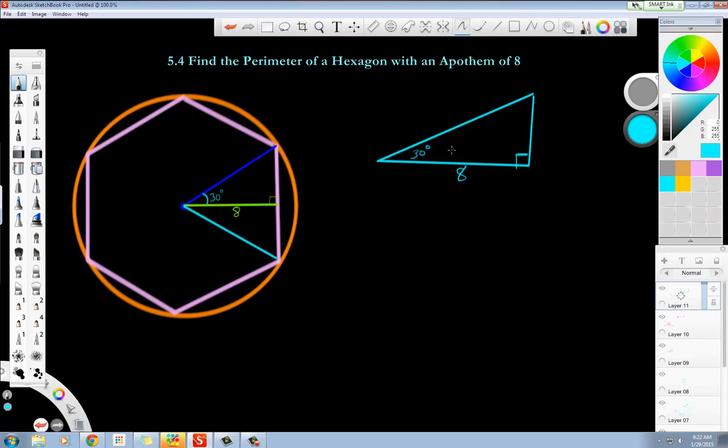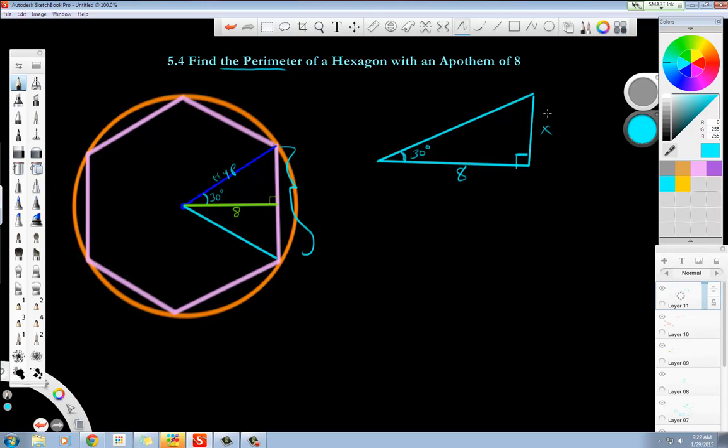I could ask you to find the apothem, and it's nothing more than a side of a right triangle. If this is 30, that's the adjacent side right there. This is opposite, and this is a hypotenuse. So the radius turns out to be the hypotenuse, which is pretty cool. So what I need to do, though, is to find the perimeter of this hexagon, which means I need to find the length of that whole thing and multiply it by 6, because there's 6 of them.